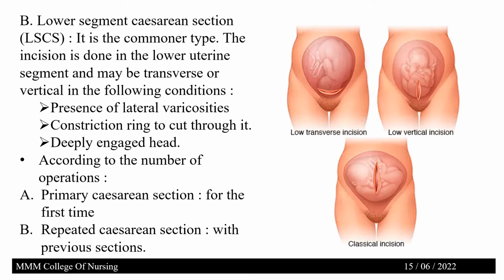If you see in the picture, the first is a lower transverse incision, the second is a lower vertical incision, and the third is a classical incision, that is the upper segment cesarean section. So this is according to the type of incision. Now according to the number of operations, we classify cesarean section as primary cesarean section and repeated cesarean section. Primary is doing it for the first time, the repeated cesarean section is with previous sections.